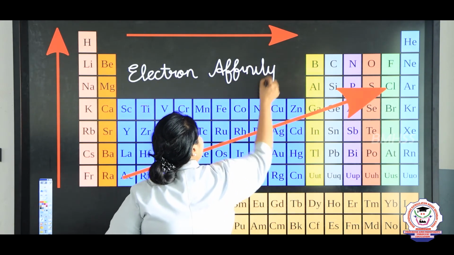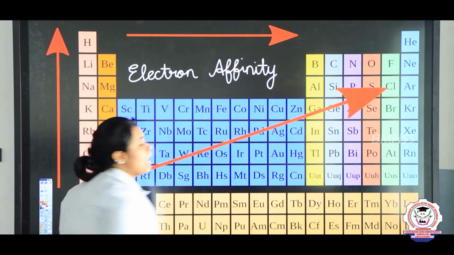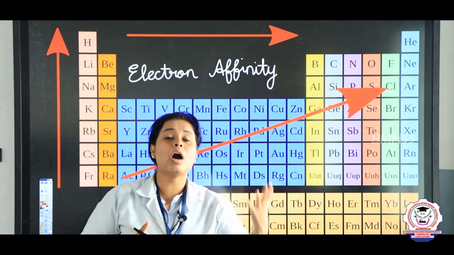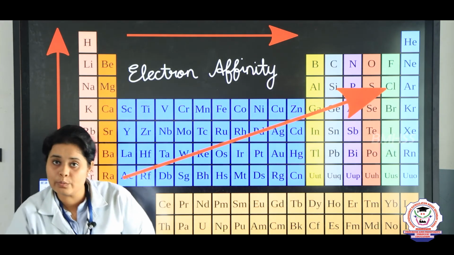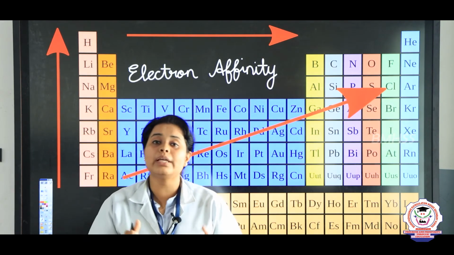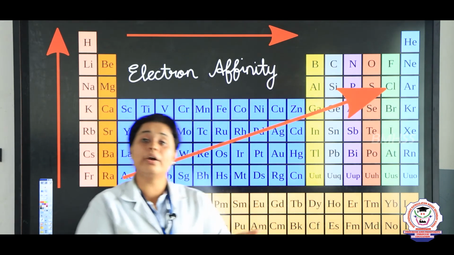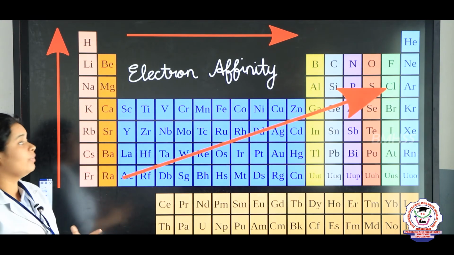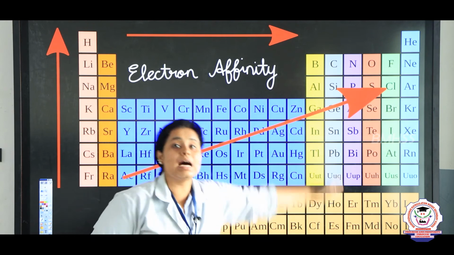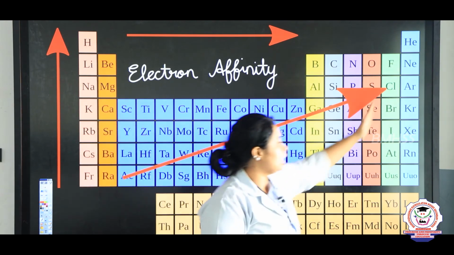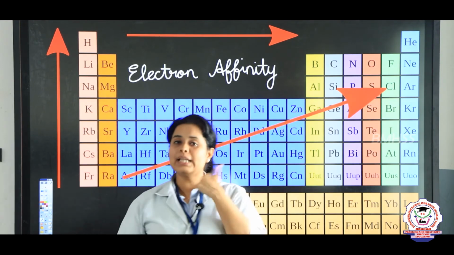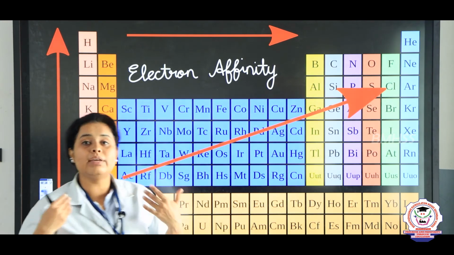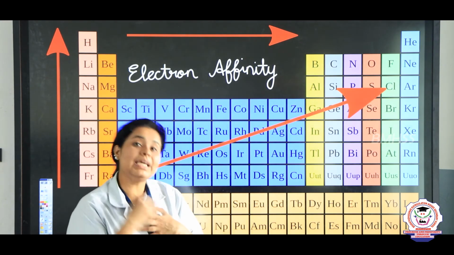So children, electron affinity comes from the word affection. That means for that last electron, how much affection it has with the nucleus, according to that only it will liberate energy or it will absorb energy. You can see that the electron affinity will be higher for the last group, because in the last period there are noble gas elements, and in noble gas elements the last shell is fully filled. So the affinity will be higher.